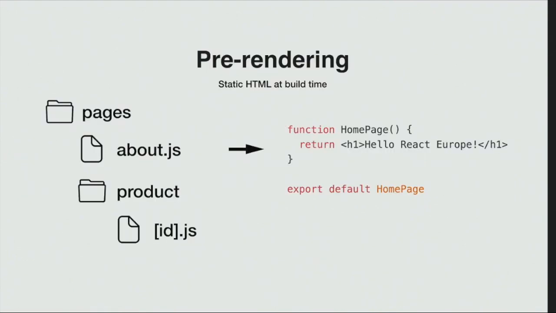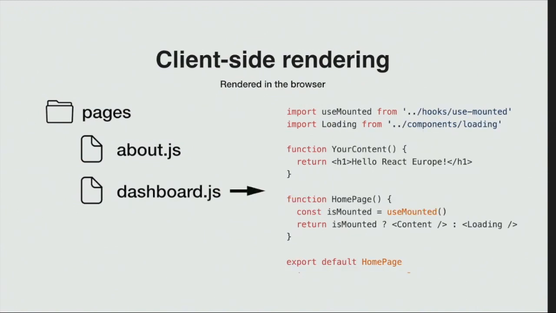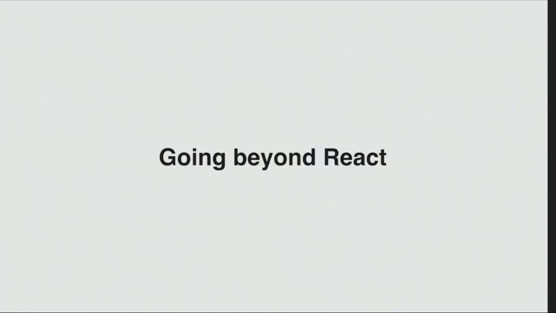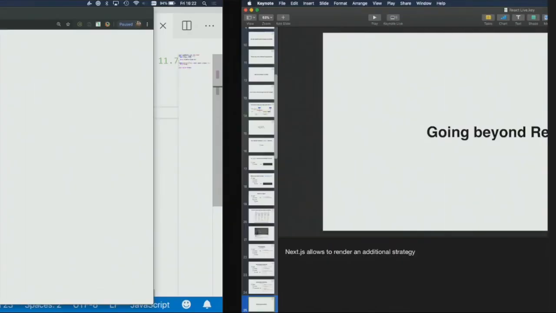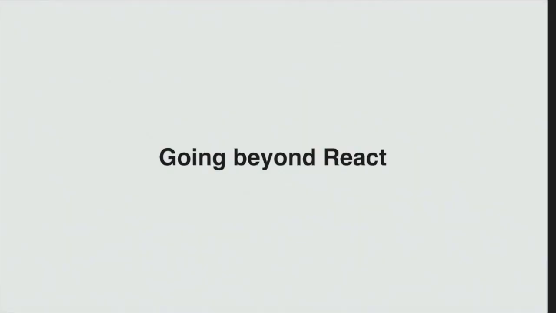So Next can actually do pre-rendering, as I showed, like it renders to static HTML. It can do server-side rendering, which is you can get some data from the server and then render it. You can do client-side rendering, so client-side only. And you can even go beyond React. And let's just go into live coding again. So actually, let's do this first.